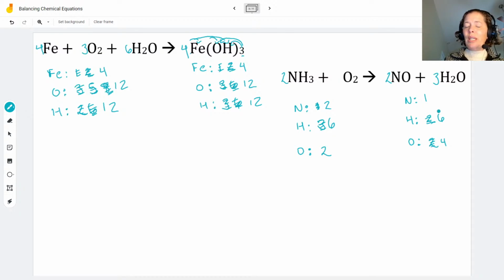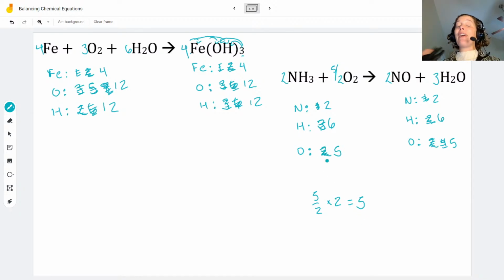If I put a 2 here, that's going to make this 2, but I've changed my oxygens. I have 2 plus 3, I have 5. Okay, so again, this is feeling like a fraction, because if I wanted to, I could put 5 halves in front of my O2. 5 halves times 2 does give me 5 oxygen. So that would give me a balanced chemical equation, but it's a fraction.